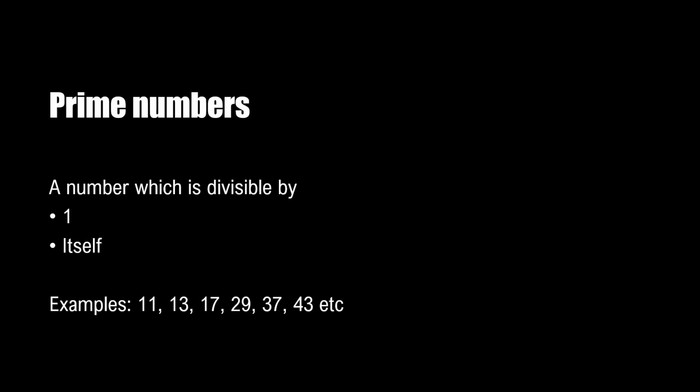So what are prime numbers? A number which is divisible by 1 or by itself is called a prime number. For example, the numbers 11, 13, 17, 29, 37, 43, etc. These numbers you can divide either by 1 or by the number itself. 11 is divisible by 1 or 11. 13 is divisible by 1 or 13. 17 is divisible by 1 or 17, and so on. We cannot divide these numbers by any other smaller numbers. That is why these numbers are called prime numbers.